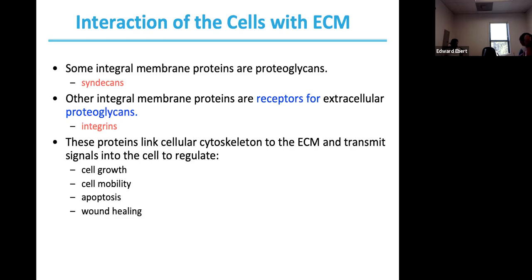So if there is a mechanical strain out there, that strain can get converted into a signal that can help regulate whatever the cell is going to do, maybe produce more energy or something like that. But by this linkage, we can also moderate cell growth, cell mobility, apoptosis, wound healing. So I guess my mechanical stress of sliding across the concrete says, oh no, make a bandage and heal. I don't know.